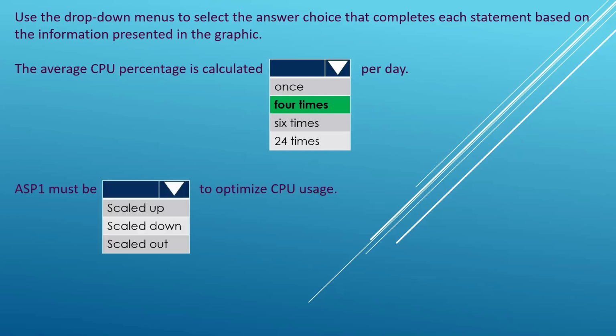Now the next part of the question is ASP1 must be, and your options are scaled up, scaled down, scaled out, to optimize CPU usage. And the correct answer here is scaled up because the CPU utilization was constantly at 100%. That's what we saw in the graph. That's why ASP1 must be scaled up to optimize CPU usage.